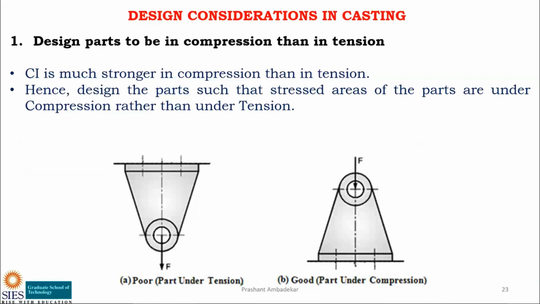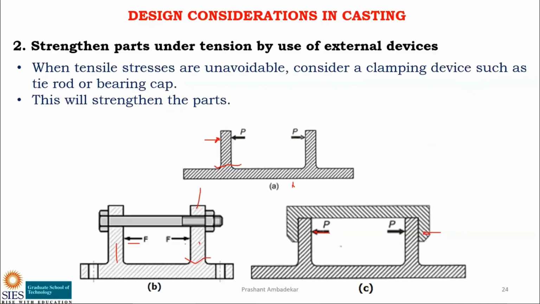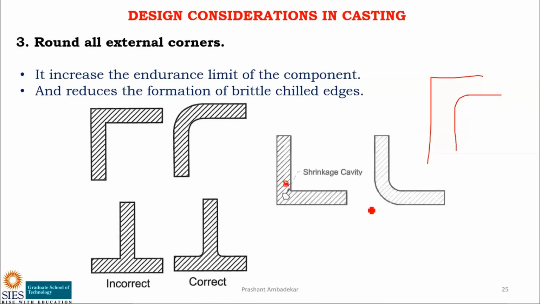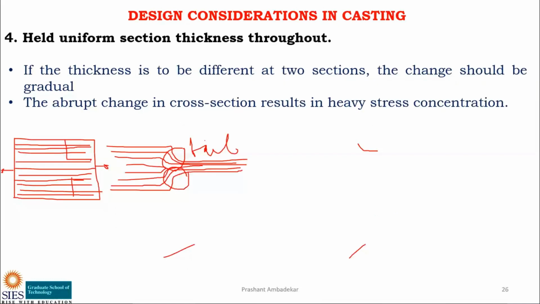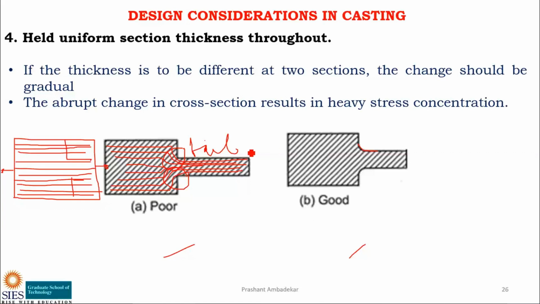We have to design the part in compression, then in tension, if possible. If it is not possible, then provide some support so that the parts will not fail that easily in tension. I cannot say that it will not fail, but then its life will improve. Second, next is round all the corners so that shrinkage cavity will not occur. Then uniform section should be there, or abrupt change in cross sections should be reduced.